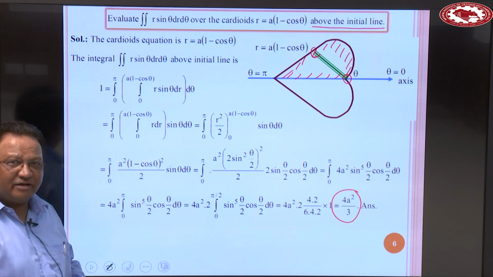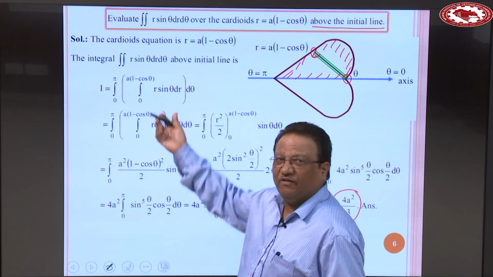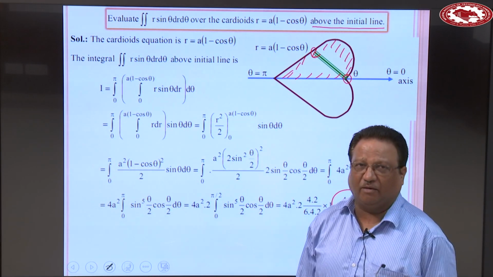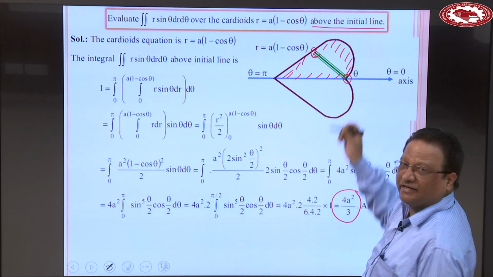But the important point is how we can evaluate the limits of this double integral problem. So draw the rough sketch of the problem, and then consider one type of strip.